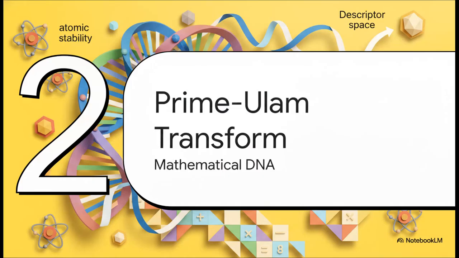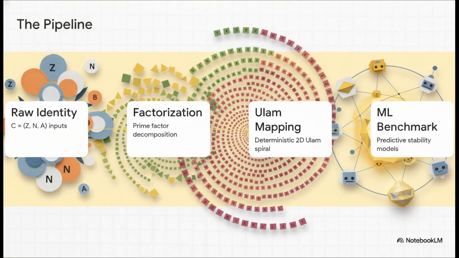Section 2. The prime Ulam transformation. So the framework uses a very strict chronological computational pipeline. Step 1 takes the raw identity, the protons, neutrons, and mass. Step 2 breaks those numbers down into their prime factorizations. Step 3 maps those numbers onto a geometric grid called an Ulam spiral. And finally, Step 4 feeds all of this rich, transformed mathematical data right into a machine learning model. It's essentially converting basic integers into a highly sophisticated, machine-readable mathematical language.